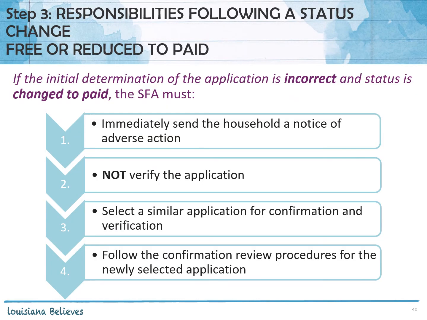If the initial determination of the application is incorrect and the status is changed to paid, the SFA must: 1. Immediately send the household a notice of adverse action. 2. Not verify the application. 3. Select a similar application for confirmation and verification. And 4. Follow the confirmation review procedures for the newly selected application.